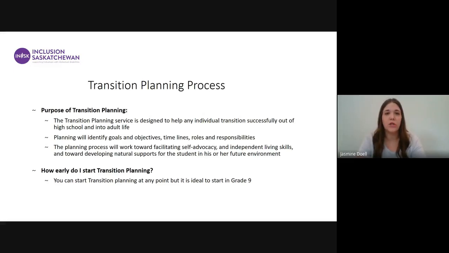And how early do I start transition planning? So you can start transition planning at any point, but it's ideal to start in grade 9. We start the transition planning process as early as age 15. We primarily focus on advising individuals on how best to navigate a transition, making referrals, making connections to other community-based organizations, and providing tools and resources for transition planning.